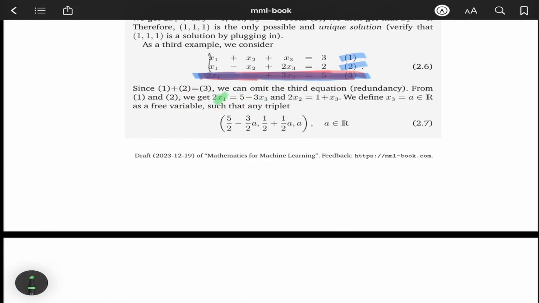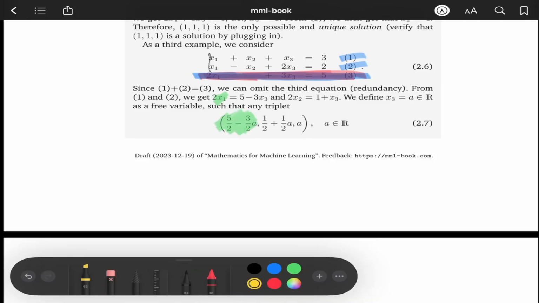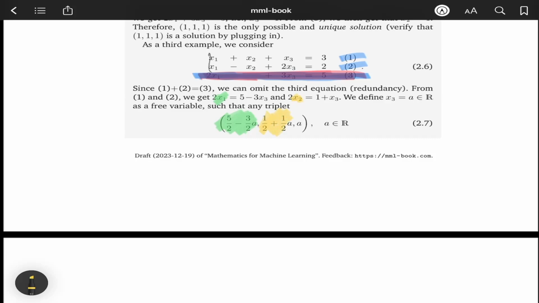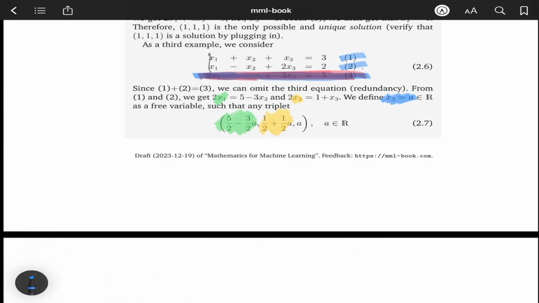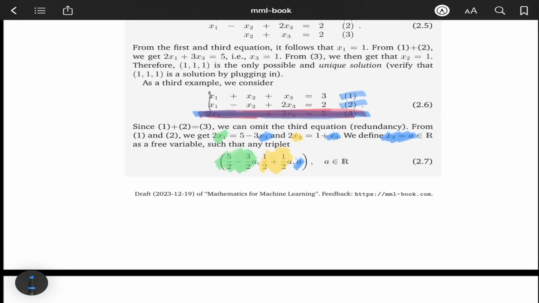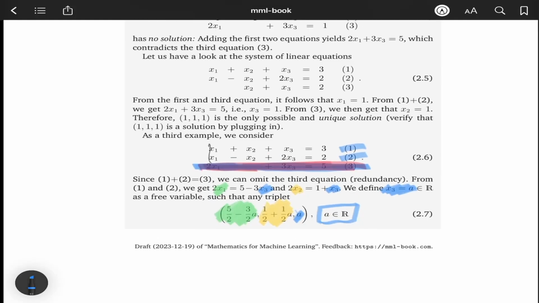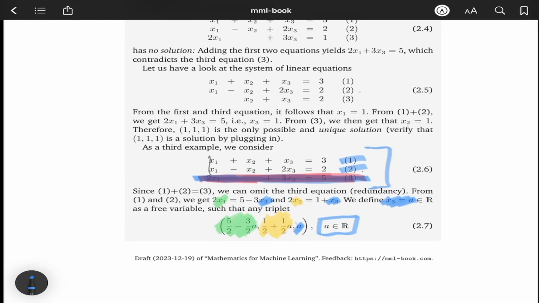Okay, x1 is green. This is a solution for green. x2 is yellow. This is a solution for yellow. And x3 is blue. And we know that because we just defined x3 as a, this one is a. So this is a solution. And as you can see, anything which satisfies this one is a solution. And a can be anything from the set of real numbers. So you have infinite solutions for this equation here.